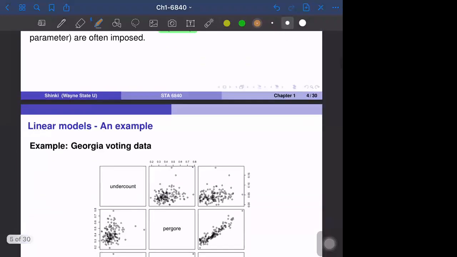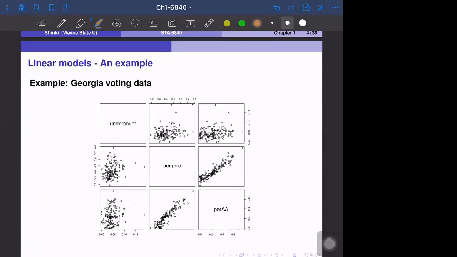So now we have an example. This is Georgia voting data. And suppose that we want to explain undercount by percentage for Gore and percentage of African American. So we want to explain y by x1 and x2. So basically we have to focus on this figure and this figure. Those two figures have a correlation coefficient of about 0.2. So we have a positive association. So you can imagine that maybe the trend line is around here and around here, but it's not clear because the correlation coefficients are small.